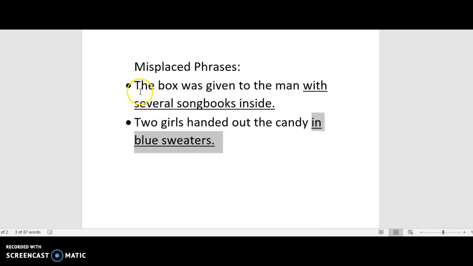But here is what we've got. The box was given to the man with several songbooks inside. Well, there we've got a phrase, with several songbooks inside, but it makes it sound like it's describing man.